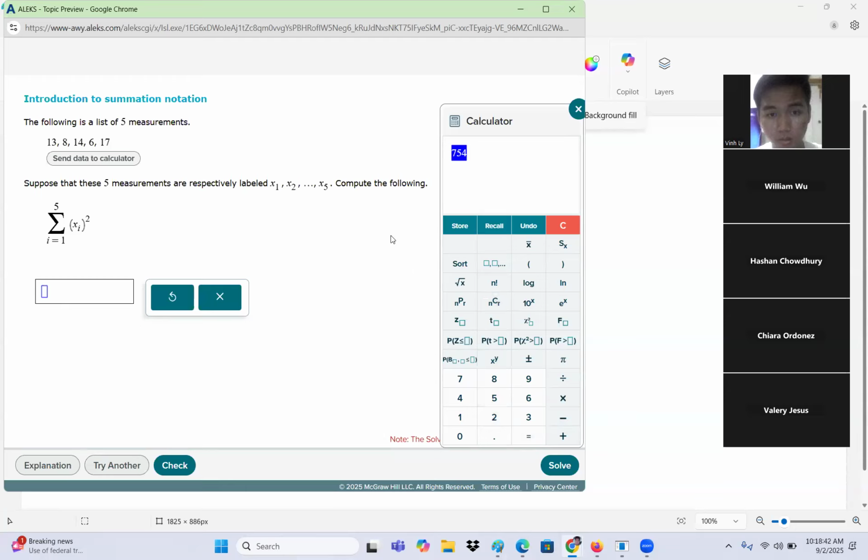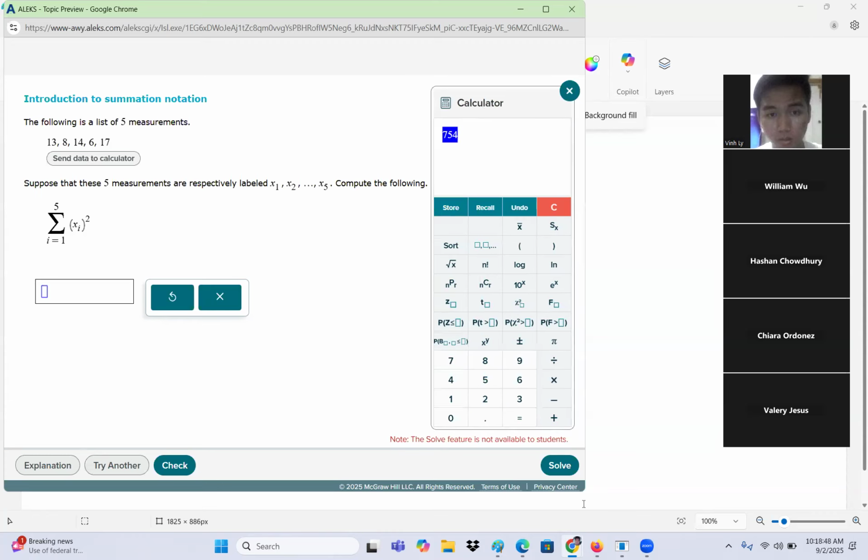And then you get 754. Students kind of think it's just a simple calculation, but it's kind of different from what we did so far.